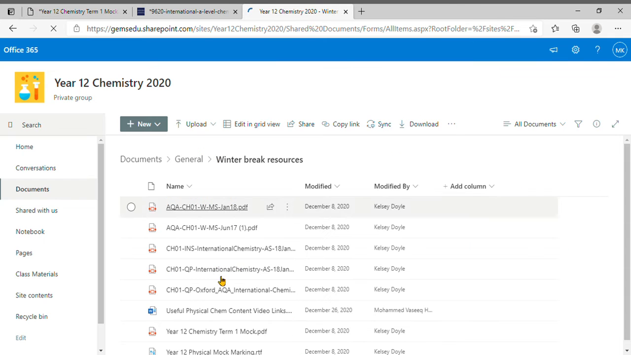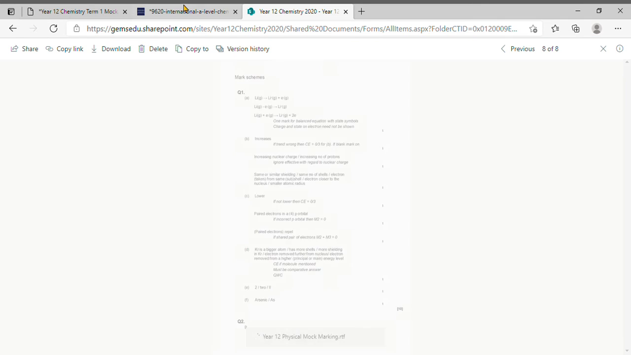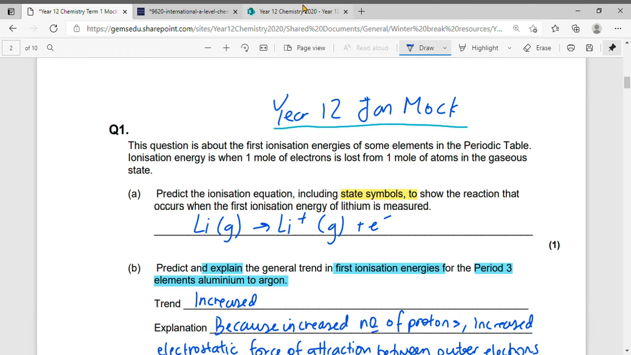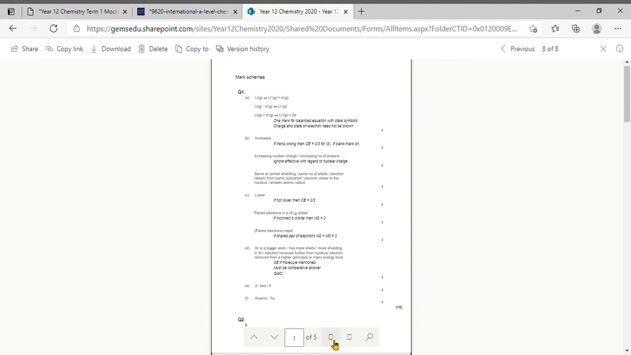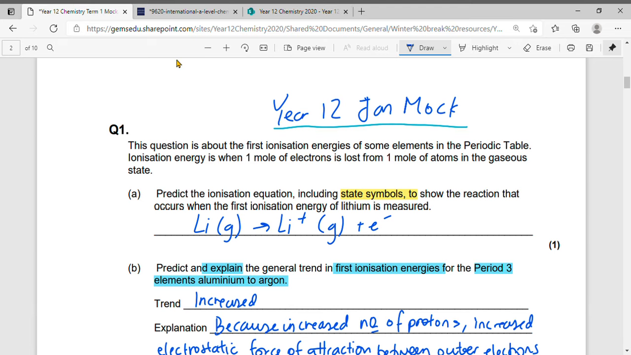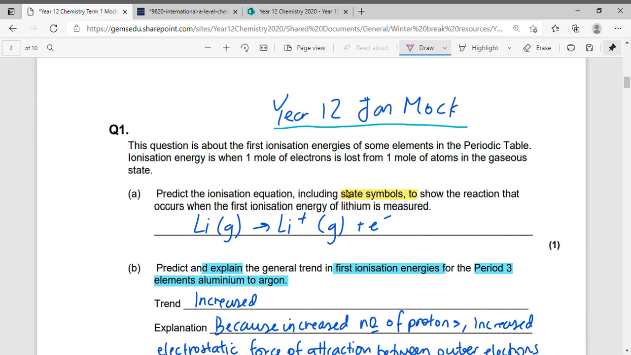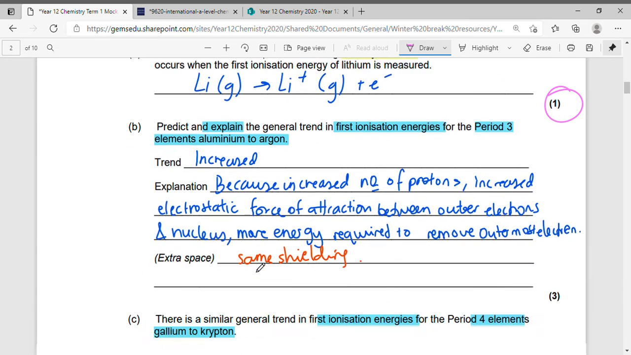Okay, so marking, here we go. So this should open up and tell us what to do. Just like zoom in quite a lot. There we go. Li turns into Li plus plus electron. So that's one mark. I'd like to use a very strong color. Here we go, pink. So one mark here.